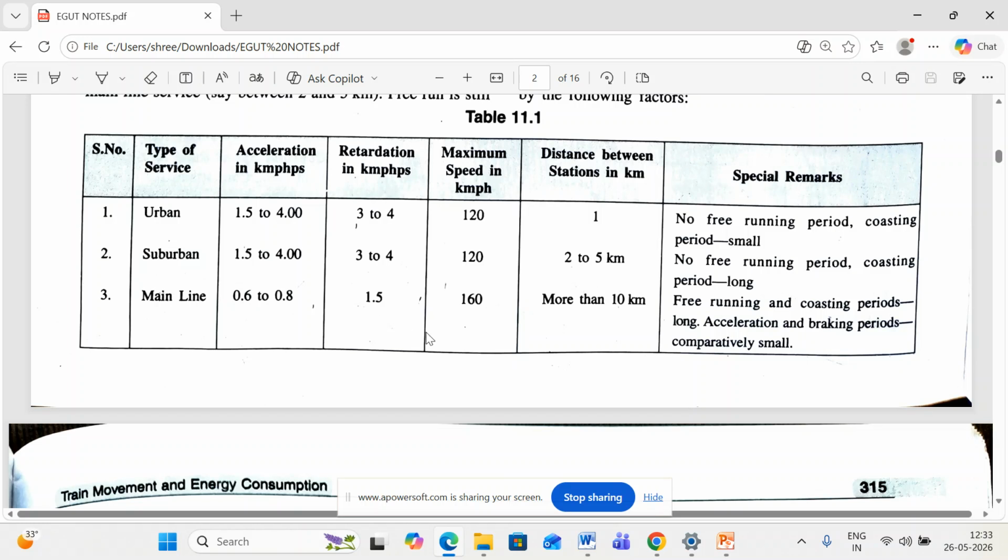So this much in this video. This is a very important aspect, the speed time curve. In the next video, we will go to the energy consumption and other dynamics of the train.